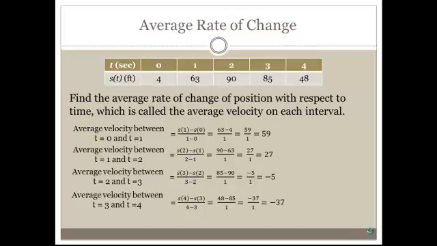Notice that in the first 2 seconds, our function is increasing, while in the last 2 seconds, our function is decreasing. It's also worth noting that because our average velocities are decreasing from 59 down to 27, all the way down to negative 37, our function is concave down.